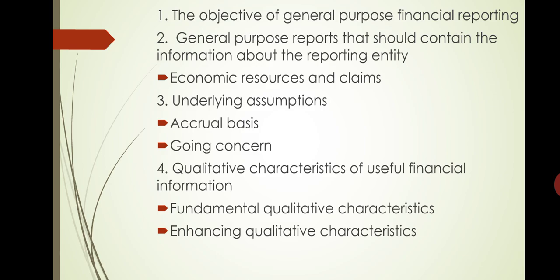Understood? Second one, general purpose reports should contain information about the reporting entity. So here, it is about economic resources and claims. So this is called the changes in economic resources and claims resulting from the entity's financial performance and from other events. Understood?